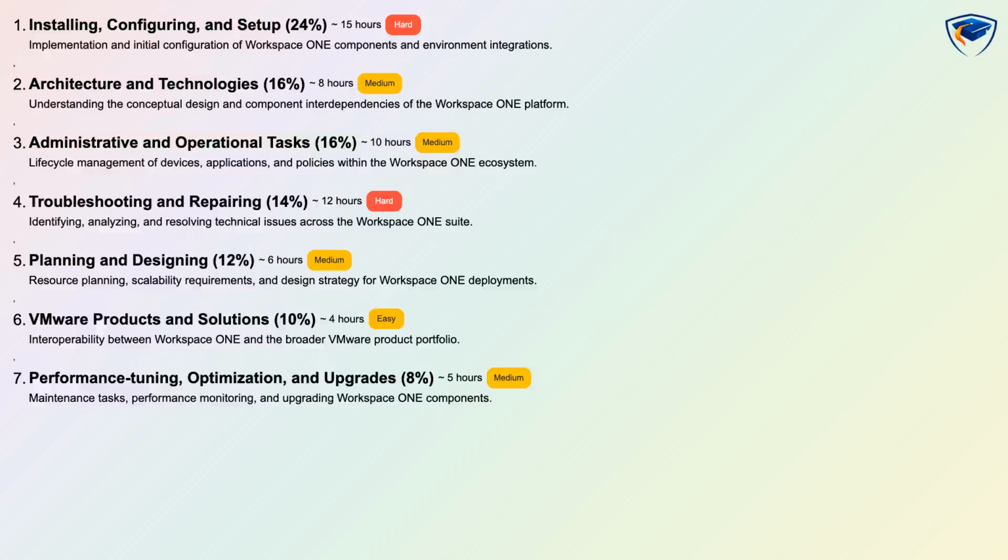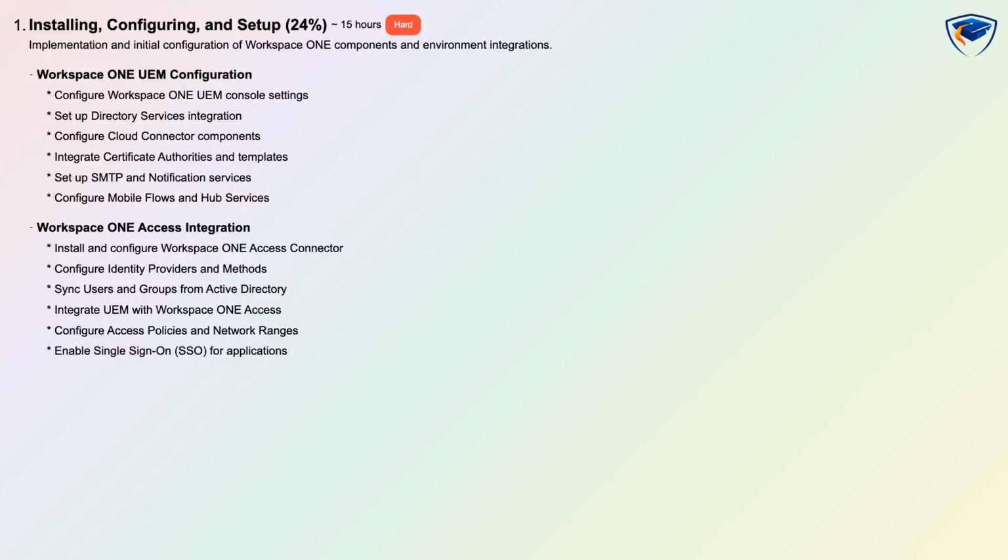and upgrades at 8%. Installing, configuring, and setup is 24% of the exam and focuses on implementation and initial configuration of Workspace 1 components and environment integrations. Difficulty is hard, with an estimated 15 hours of learning, and assessment is hands-on plus conceptual. You will learn to configure the Workspace 1 UEM console, set up directory services and cloud connector components, integrate certificate authorities and templates, and configure SMTP, notifications, mobile flows and hub services.